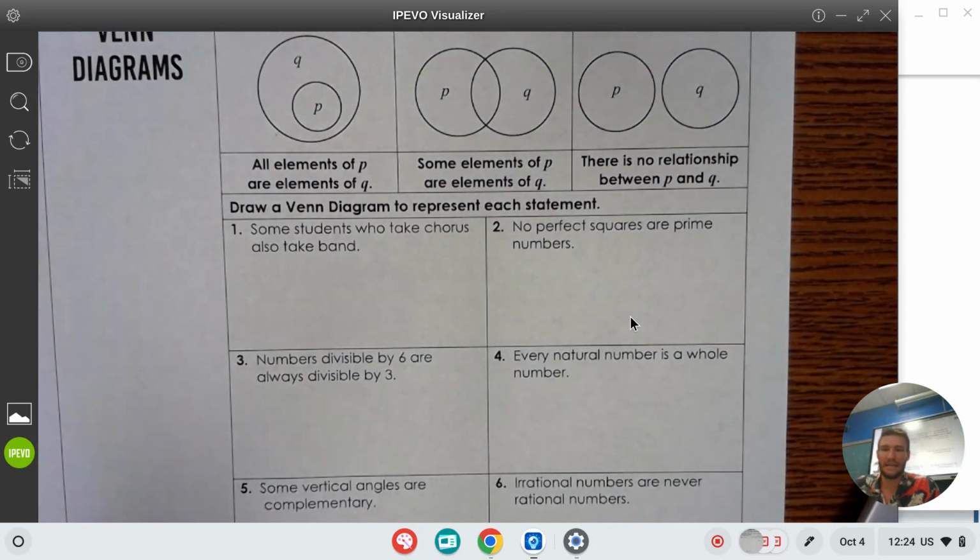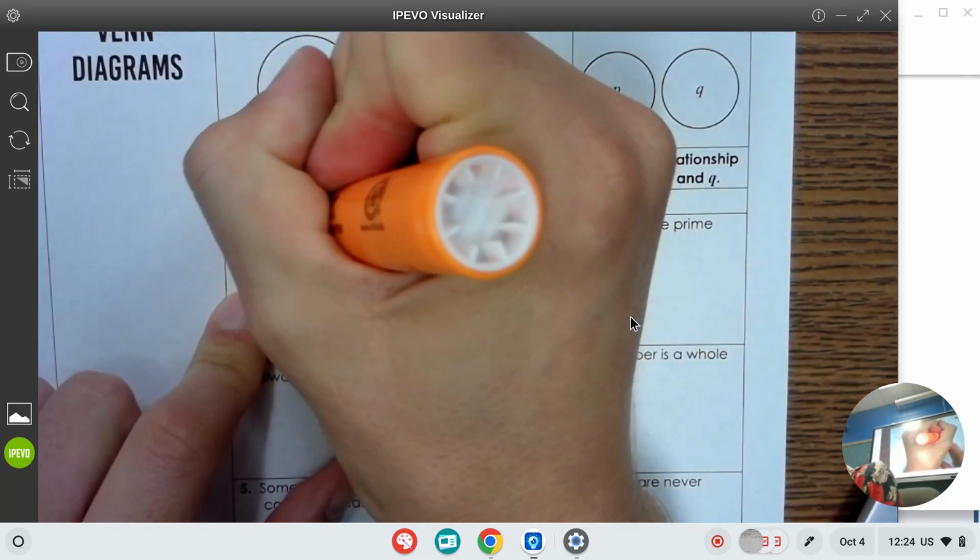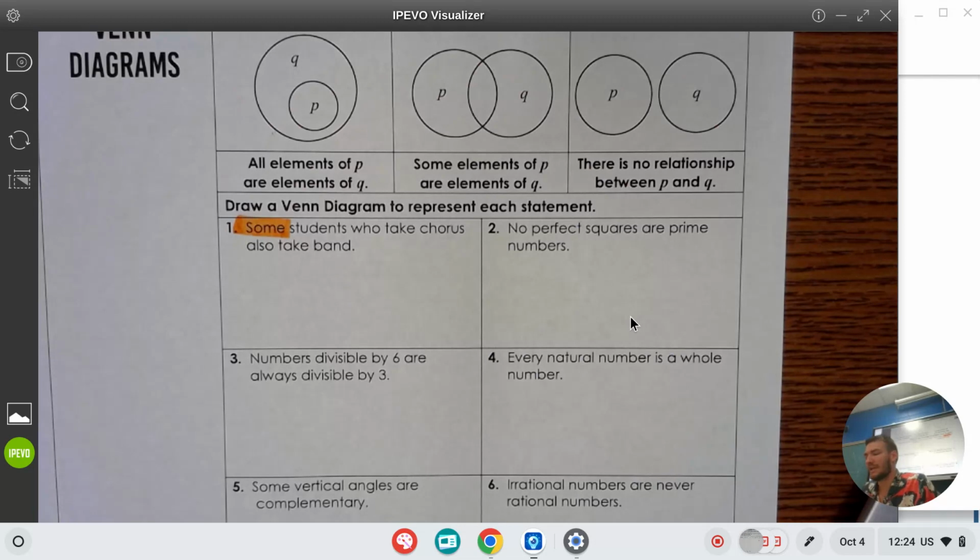So question 1 says, some students who take chorus also take band. And there's a very important word. We get the word some, right? We're going to be really focusing on words like some or all or there are, because there's a big difference between some students who take chorus also take band versus all students who take chorus also take band. This only says some students who take chorus also take band.